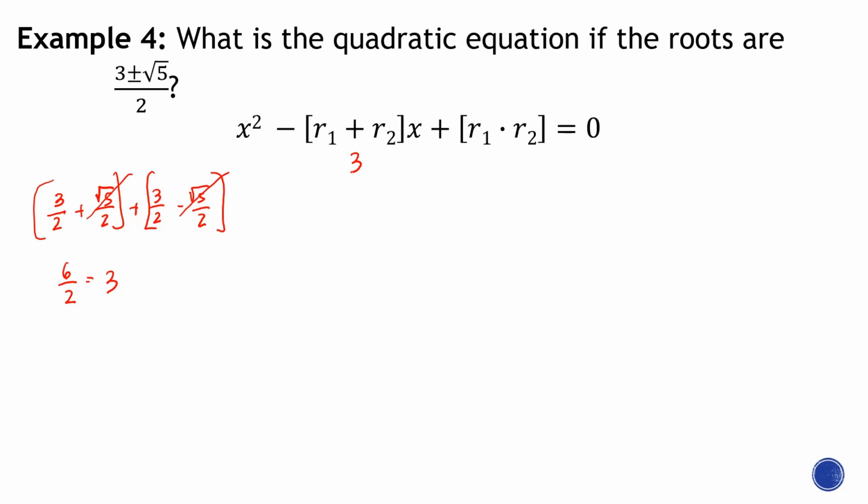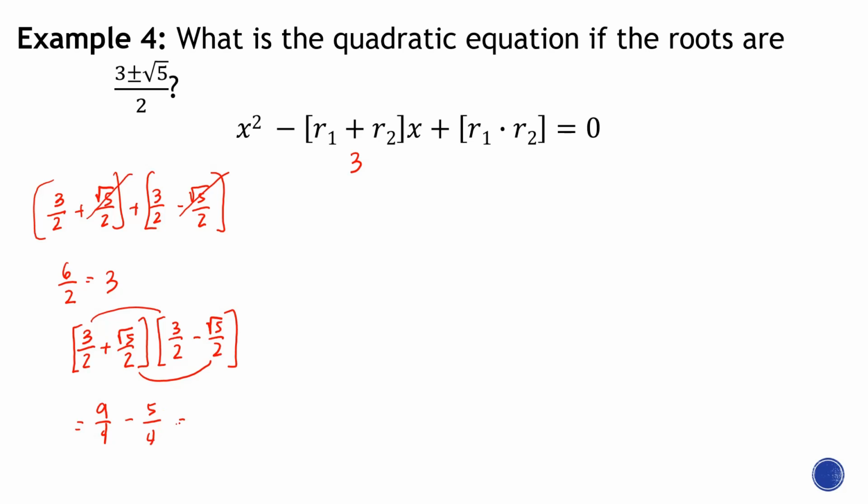Now for the product, let's have 3 over 2 plus square root of 5 over 2. Multiply that by 3 over 2 minus square root of 5 over 2. Here we can just multiply the first terms and the last terms. And this gives us 9 over 4. 3 times 3 is 9, 2 times 2 is 4. Square root of 5 times square root of 5 is 5. 2 times 2 is equal to 4. Equals 9 minus 5 over 4, which is 4 over 4, which is equal to 1. So this is just 1.